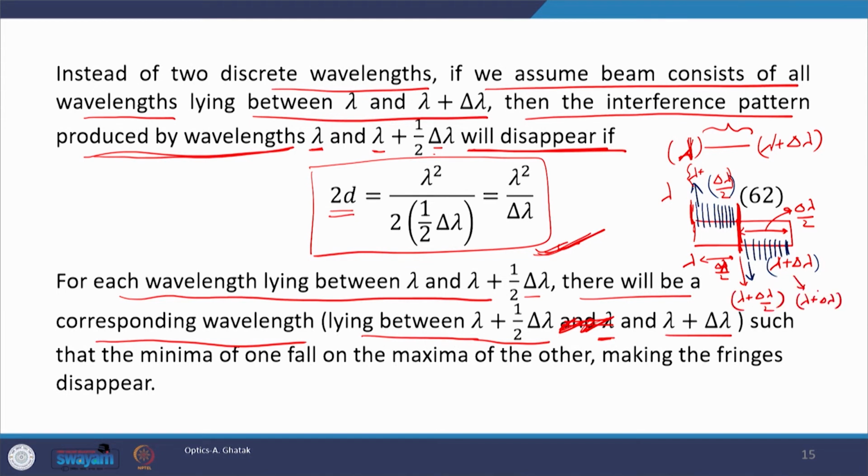Yeah. These are the two bands. The first band extends from lambda to lambda plus delta lambda by 2, and the second extends from lambda plus delta lambda by 2 to lambda plus delta lambda only. So for each wavelength in this band there exists a wavelength in the second band such that the minima of one falls on the maxima of the other, and this produces no fringe. This makes the fringe disappear.